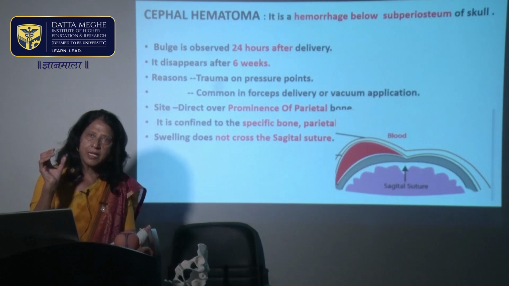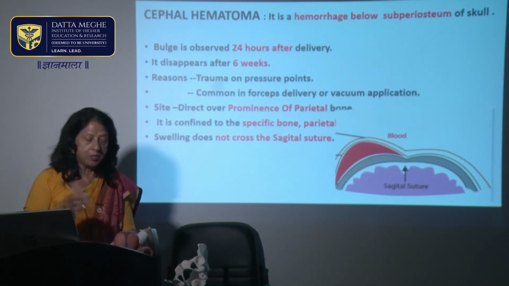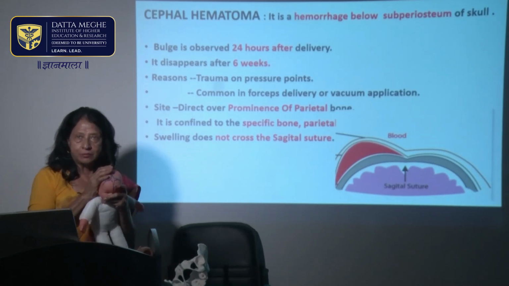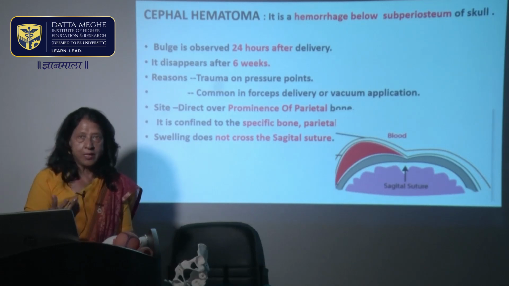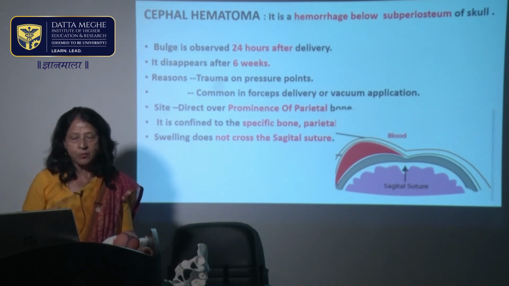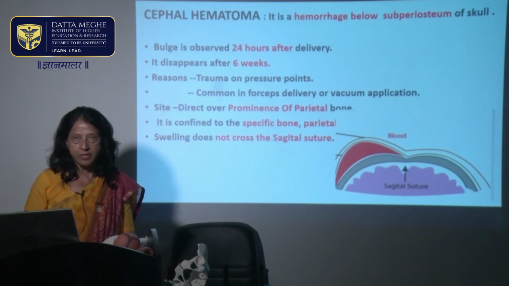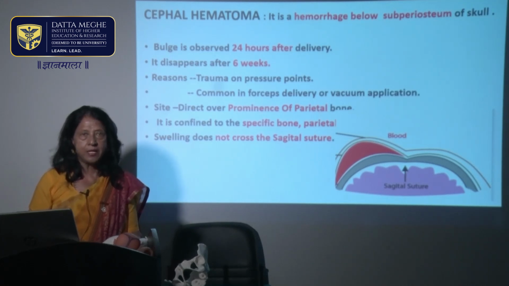Hematoma will take some time to be seen at birth. So, it is seen 24 hours after birth because it is below the bone. It is not seen at birth, neither is it seen during labor. So, the cephalohematoma is seen 24 hours after delivery and it disappears by 6 weeks.